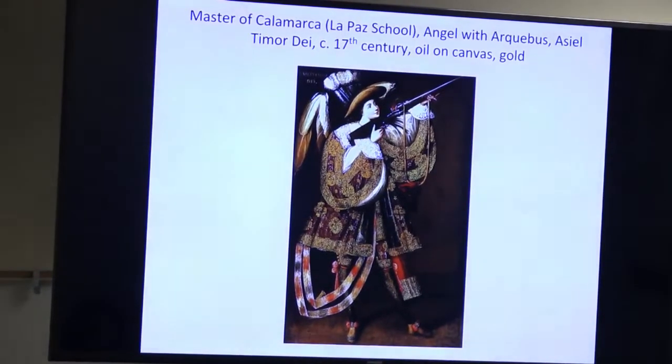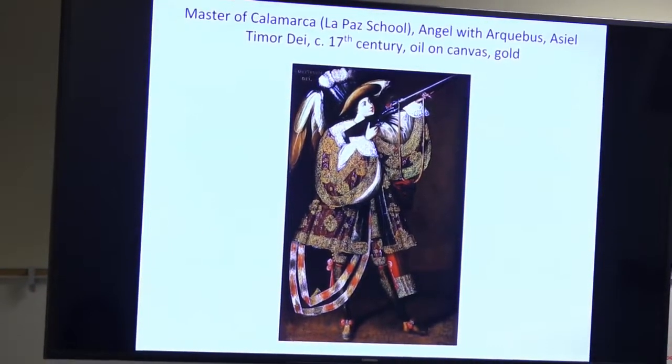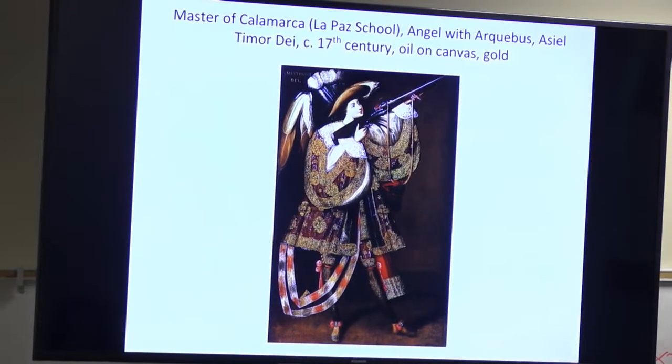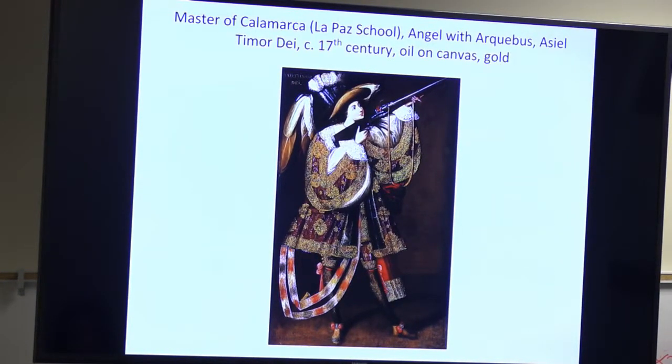This is known as the Master of Calamarca. We don't know the precise identity of the artist, but given the formal characteristics, it's related to the work produced by artists in this area, the La Paz School, today La Paz, Bolivia, a little further south of Lima and Cusco. The angel with arquebus, Asiel Timorde, which is Latin for Asiel fears God, is one of the archangels from, I think, the Book of Enoch, from the Judaic tradition. 17th century, oil on canvas, gold.